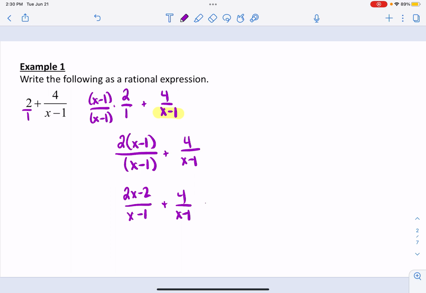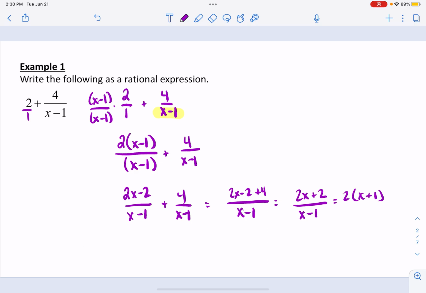1. And now I can write those under the same denominator as 2x minus 2 plus 4. And then I have a 2x plus 2 over an x minus 1. And then I'm going to factor out a 2. There's a reason I paused, because I thought that I might be able to cancel stuff, but nope. So basically you're just combining terms. Okay, so that's what we're doing there, we're combining those terms.